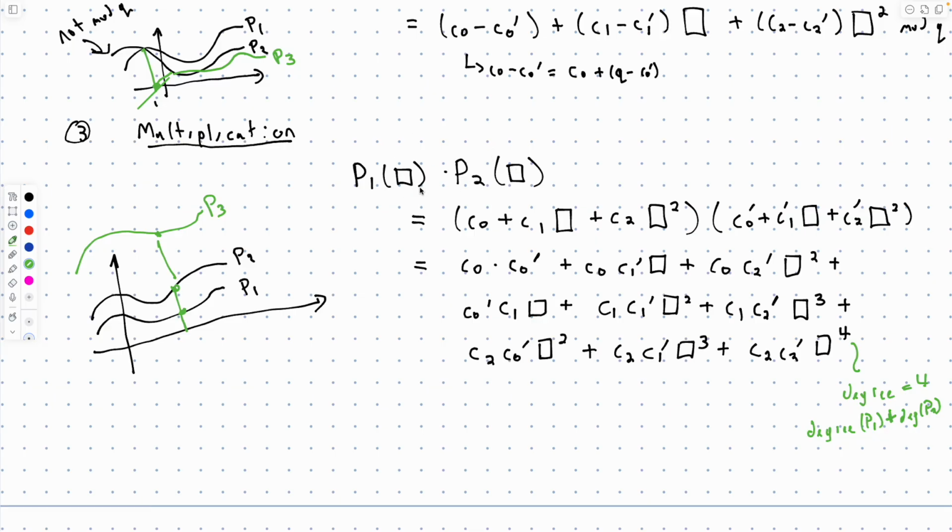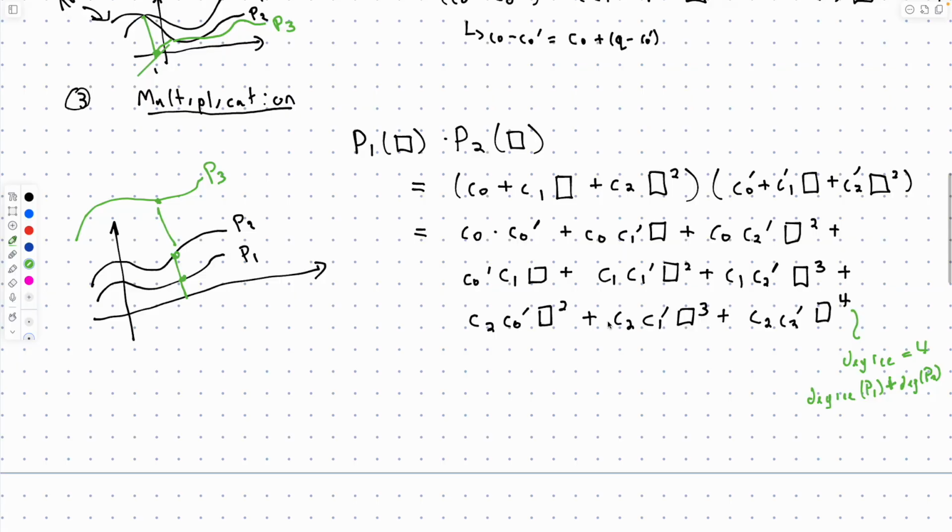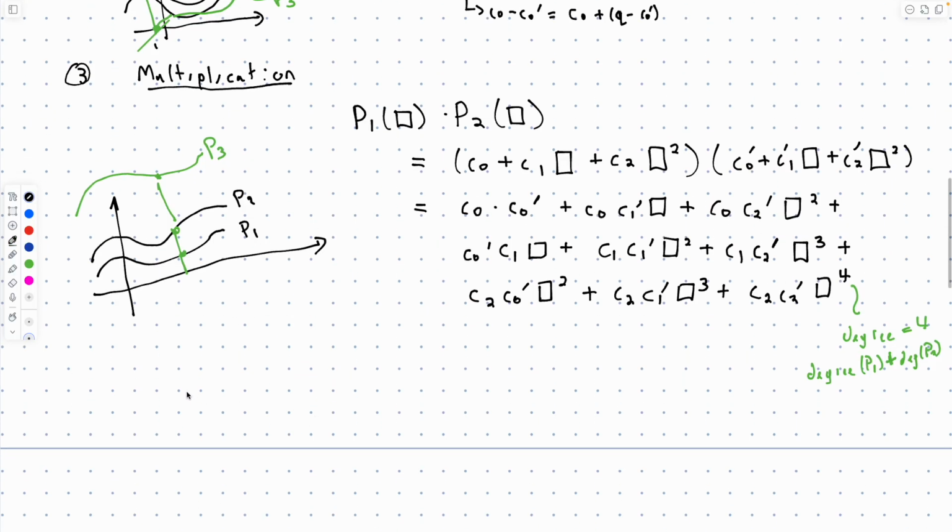P1 times P2 is all the points on P1, whatever their values are, multiplied by all the points on P2, whatever their values are, and that gives you P3. So it's clean if you think about it in terms of the points, not so clean if you think about it in terms of coefficients. There is an alternative notion of multiplying two polynomials. We won't use it, but you see it sometimes in SNARKs, so I'll just put it as a note.